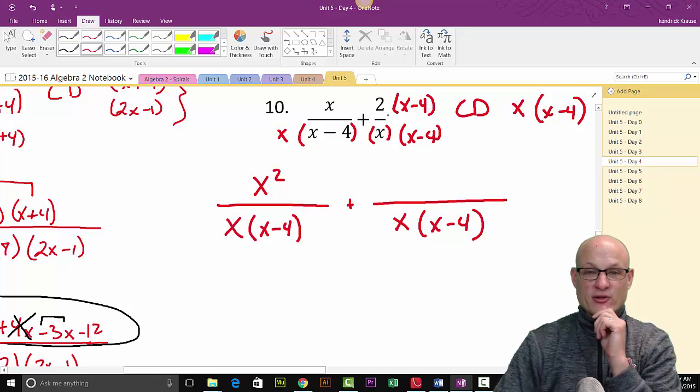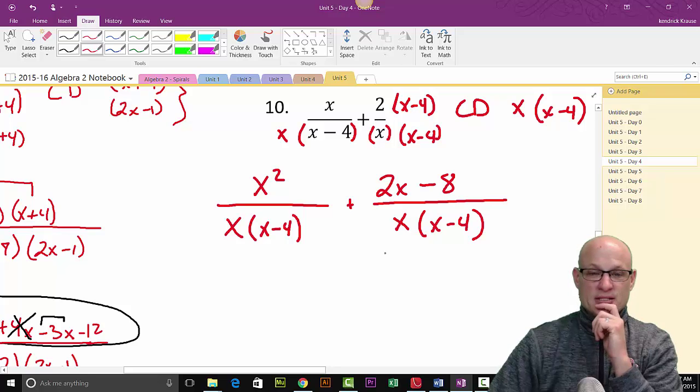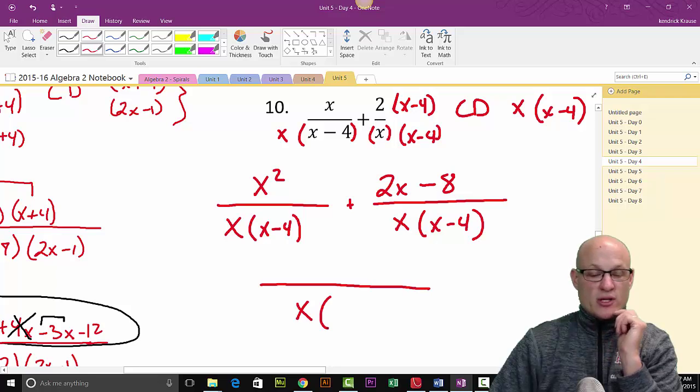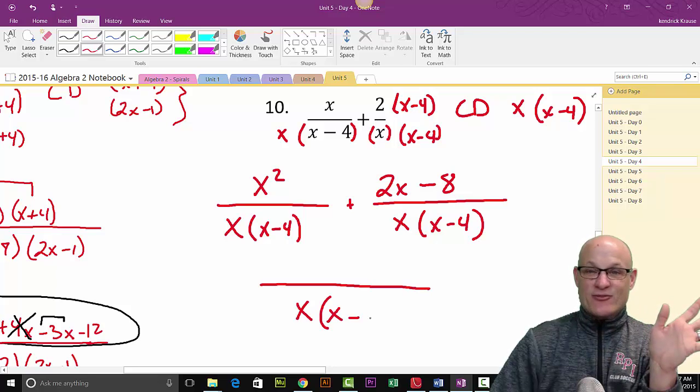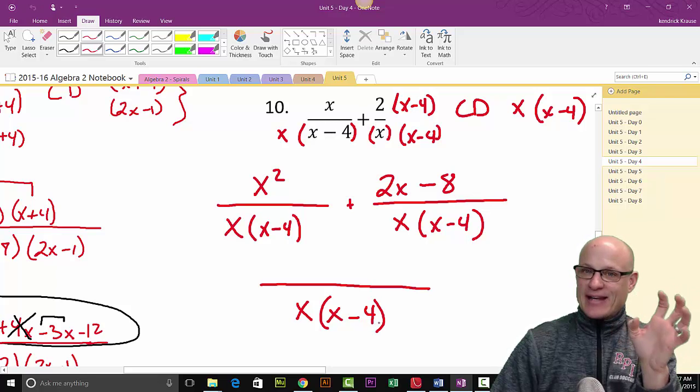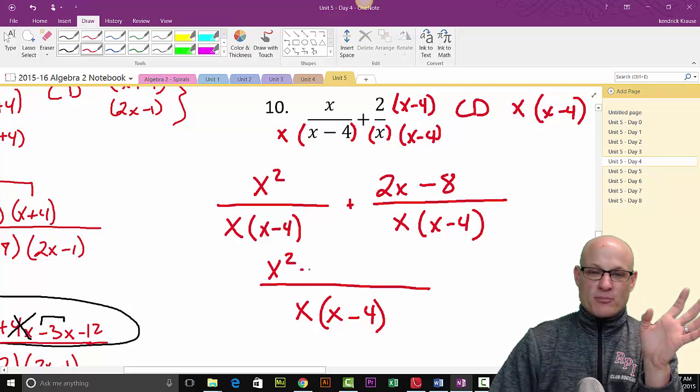So I'm actually going to distribute right here. I'm going to get 2x minus 8. So now that I have a common denominator, I'm going to keep the denominator. Don't distribute, just leave it. Leave it in its factored form. That's what we're looking for. I want it in its factored form, because there's no way to simplify if it's not in its factored form. So just leave it. In the numerator, I get x squared plus 2x minus 8.